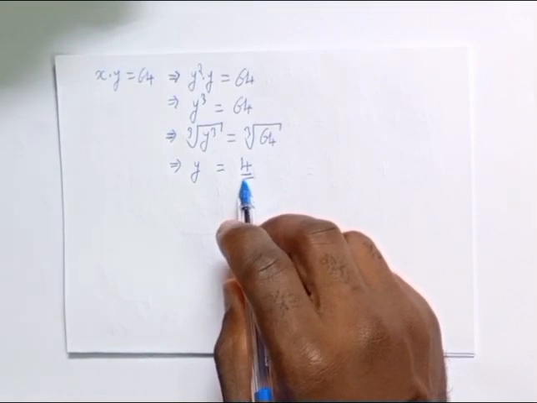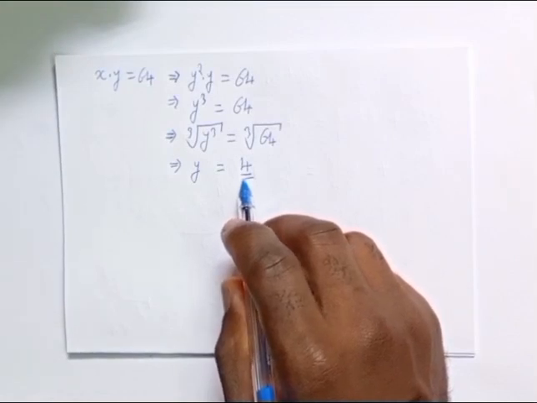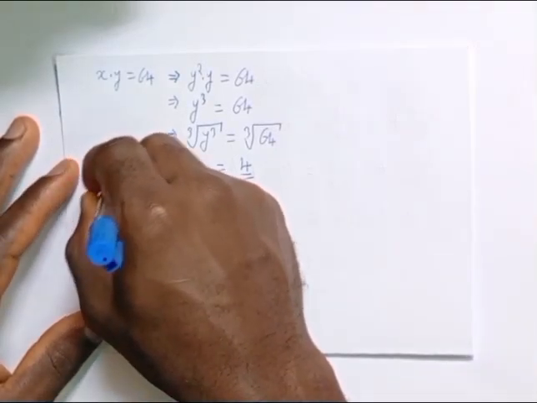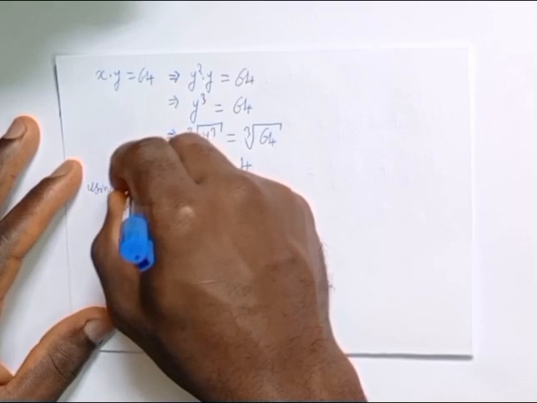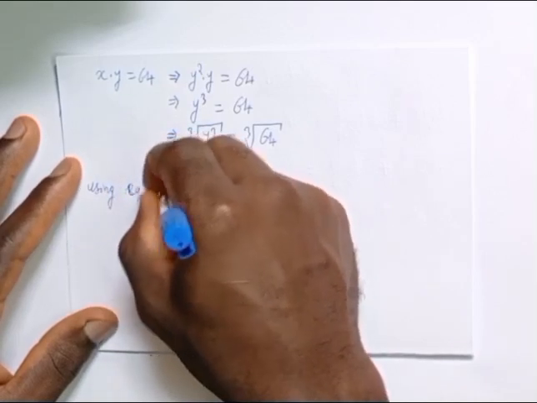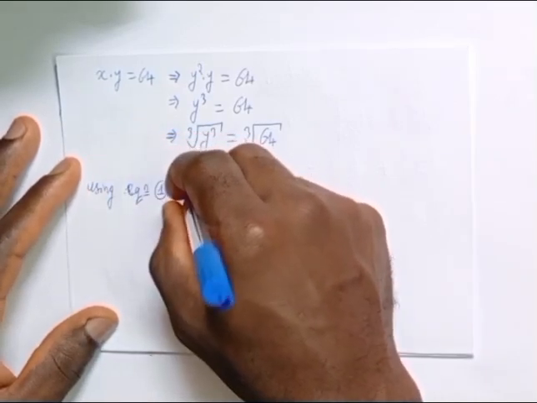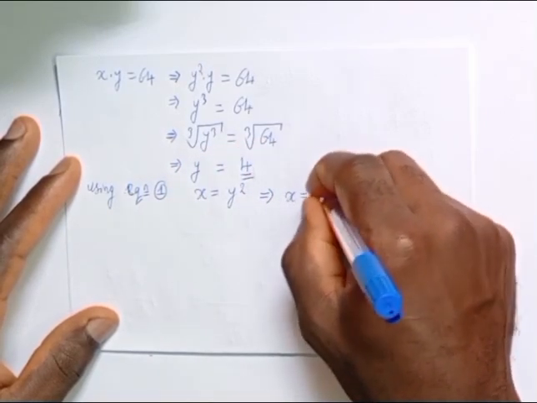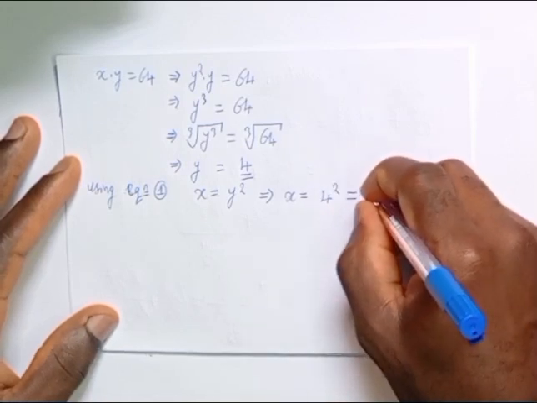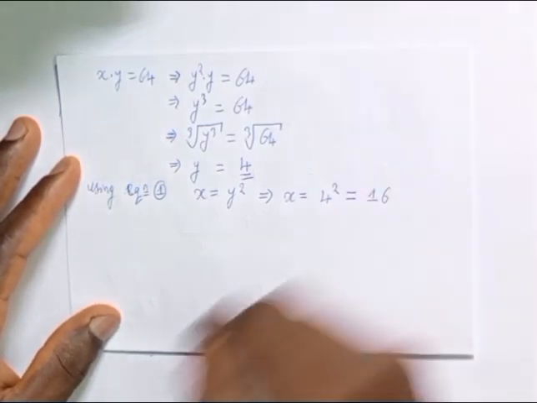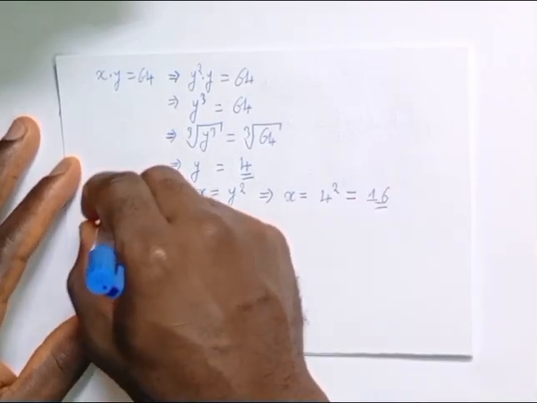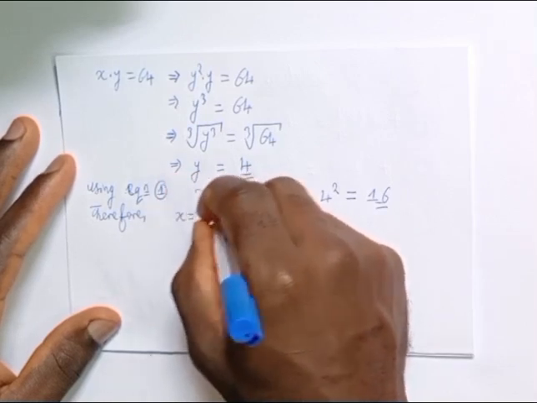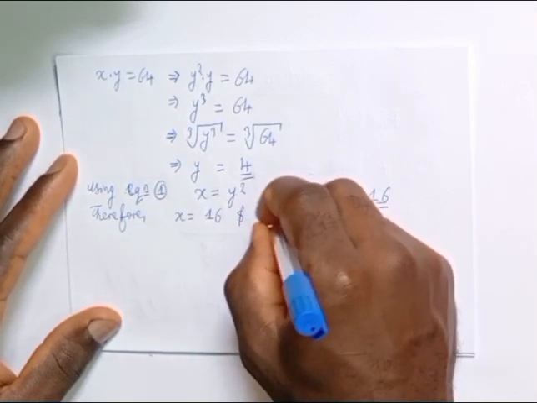Knowing the value of y, we can proceed to find the value of x by using equation 1, which gives us x to be equal to y squared. Then x will simply be equal to 4 squared, and 4 squared is simply equal to 16. Then we conclude, therefore, x is equal to 16 and y is equal to 4.